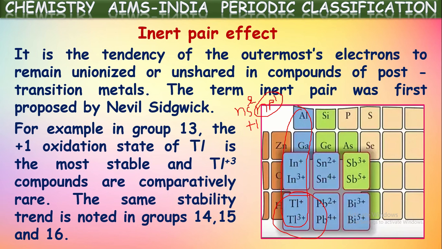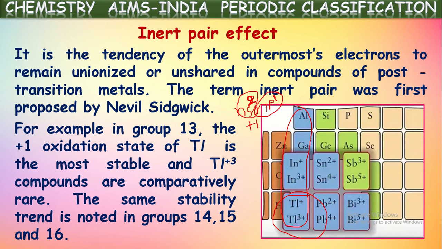So they don't lose these two electrons because these are paired electrons. The removal of these paired electrons requires a certain amount of energy, and hence they will mostly exhibit the +1 oxidation state instead of +3. This is because of the paired electrons. This effect is called the inert pair effect.